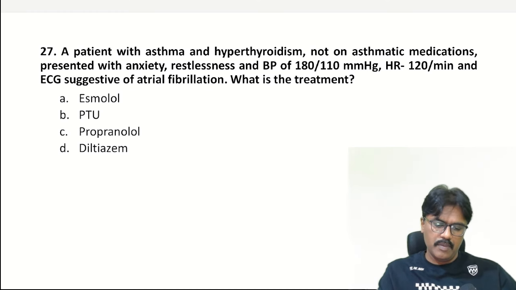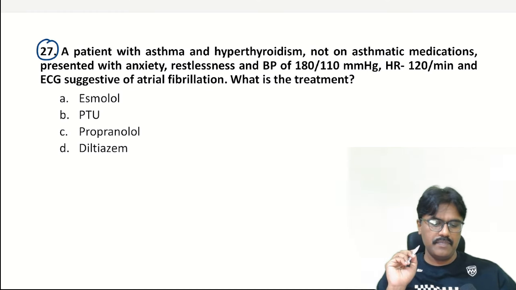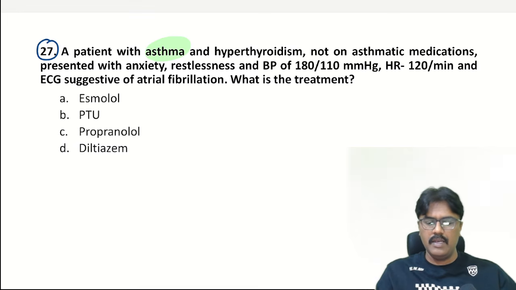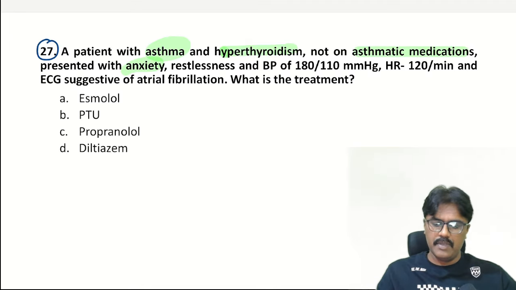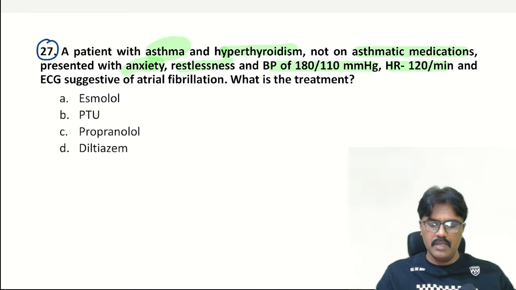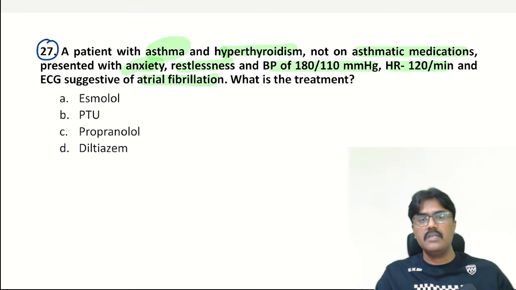Move to another beautiful question, 27. Remember, whenever they give a patient with asthma, you should be very careful. The patient has hyperthyroidism, presenting with anxiety, restlessness, and BP is 180/110. Heart rate is also high, and there is atrial fibrillation. What is the treatment? The patient is asthmatic.